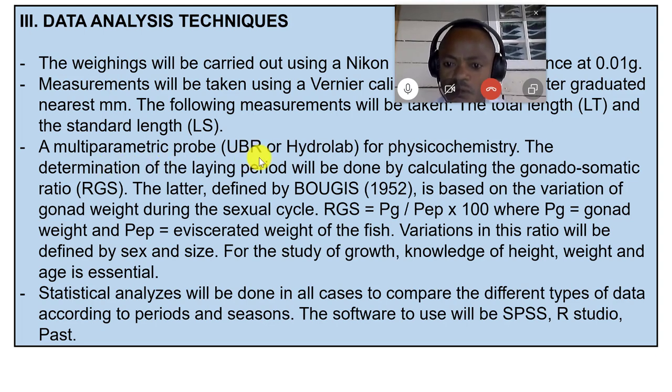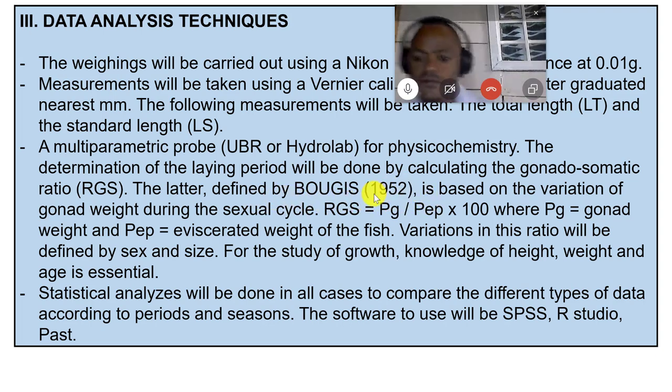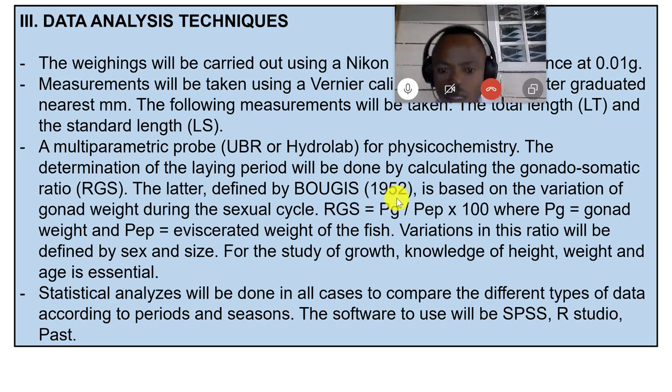Multi-parametric probes, for example, will be taken with Hydrolab, and the determination of the laying period will be done by calculating the gonadosomatic ratio, later defined by Bushi, 1915-2.